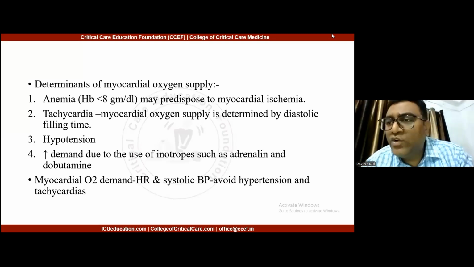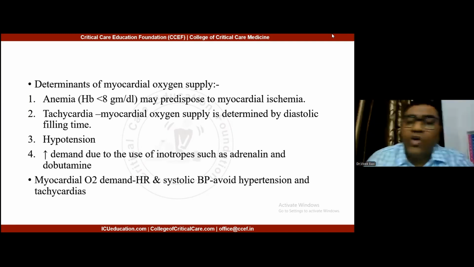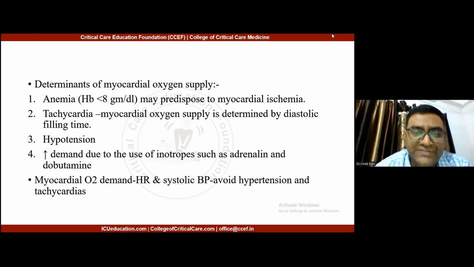So I would also like to have expert comments from Meeta ma'am, Dr. Aditi Jain and Dr. Jain sir on myocardial ischemia and infarction.